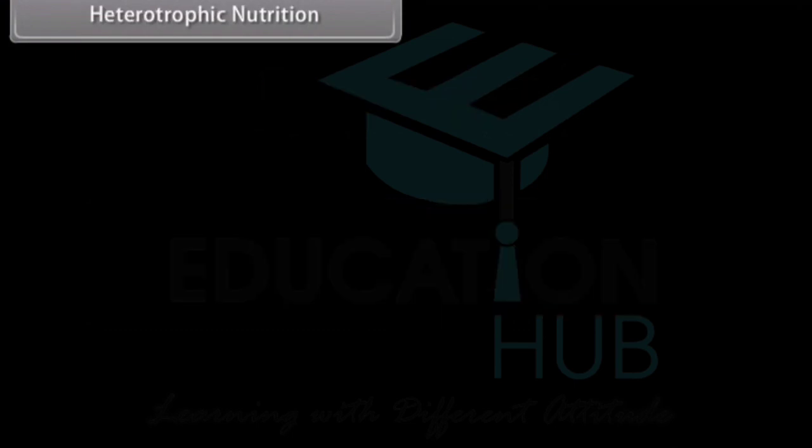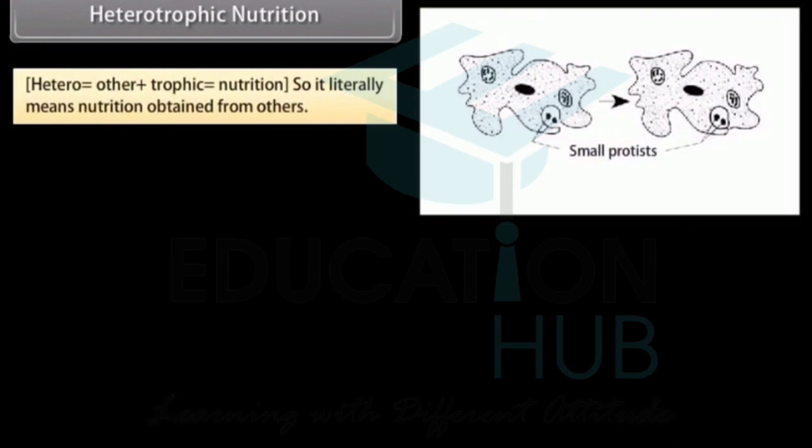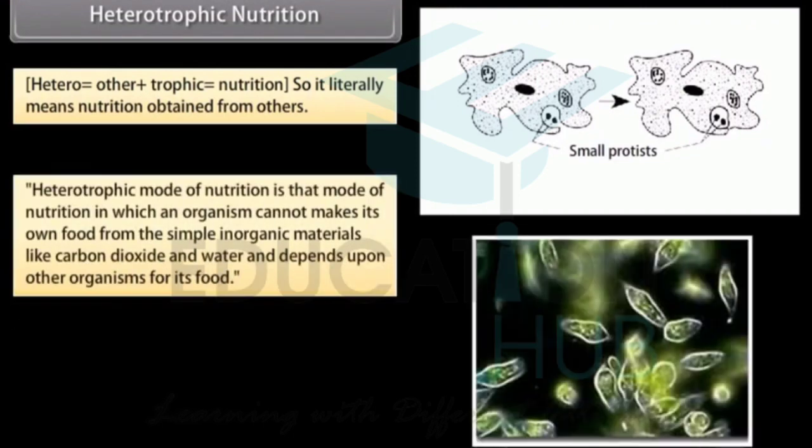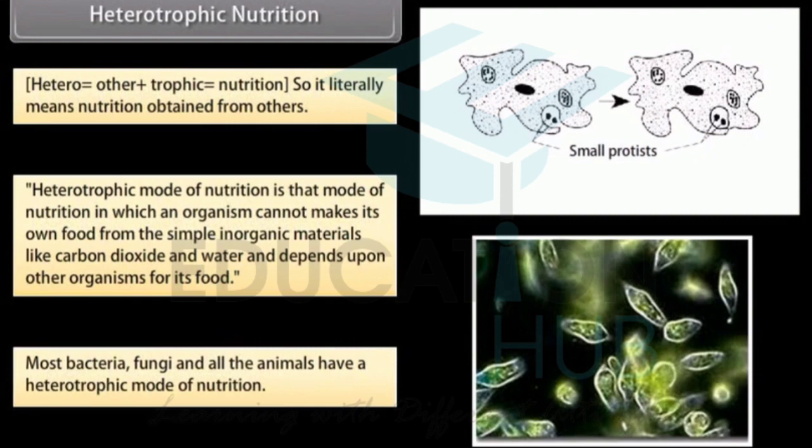Heterotrophic nutrition. Hetero means other, trophic means nutrition. So it literally means nutrition obtained from others. A heterotrophic mode of nutrition is that mode of nutrition in which an organism cannot make its own food from the simple inorganic materials like carbon dioxide and water and depends upon other organisms for its food. Most bacteria, fungi, and all the animals have a heterotrophic mode of nutrition.